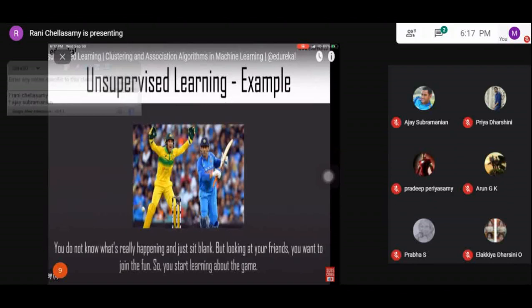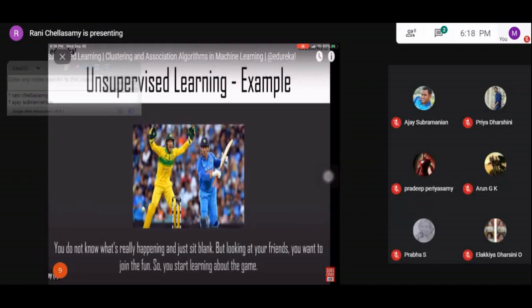So batsmen, bowlers, fielders, wicket keepers, and two umpires. The umpires will be managing the match. So this is what you will learn. This observation made you learn about the cricket game by yourself without any guidance. So this is the best example for unsupervised learning, that is, self-learning.